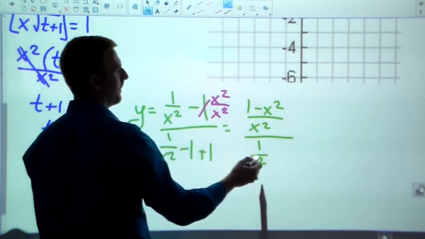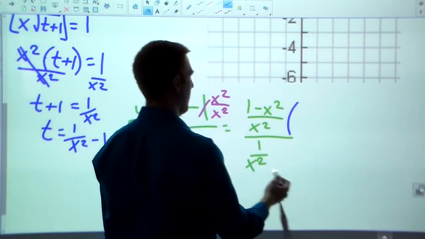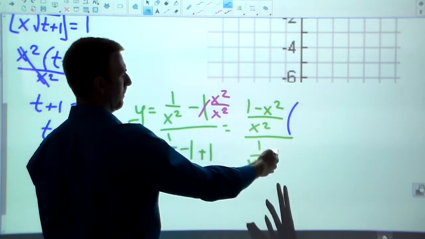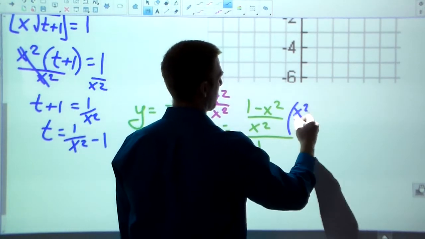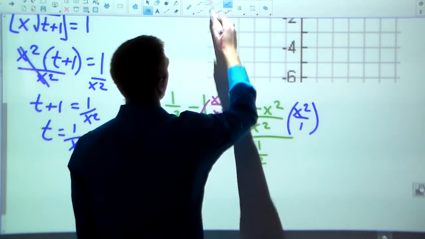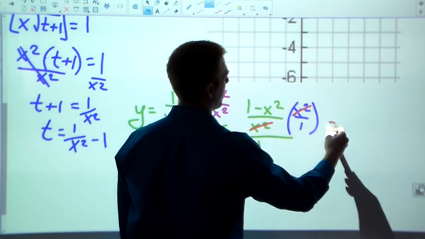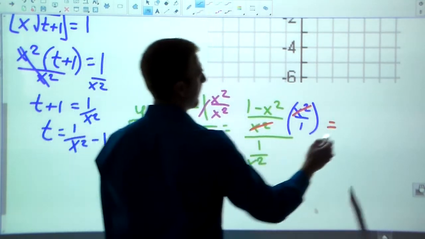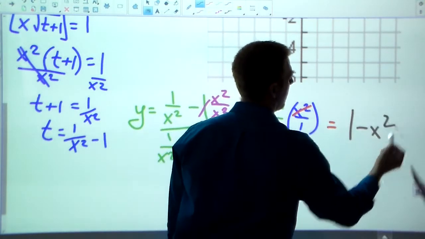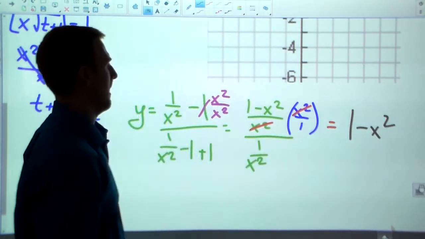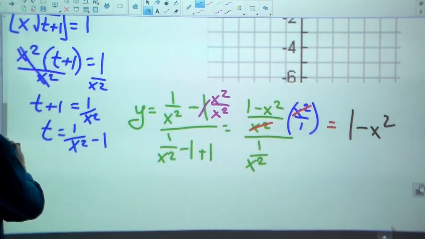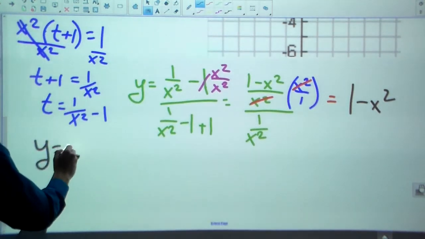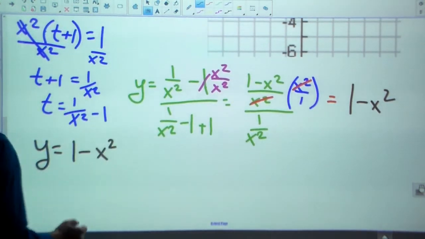And the way I want to simplify it is dividing by this, so multiply by the reciprocal, x squared over 1. And the x squareds are going to go away. All that's left is 1 minus x squared. So, sort of the final answer. Let me make that a little simpler. So y equals 1 minus x squared.